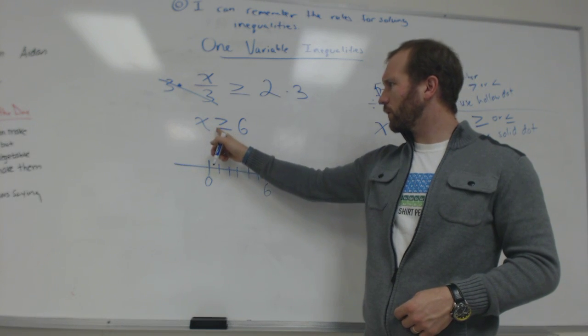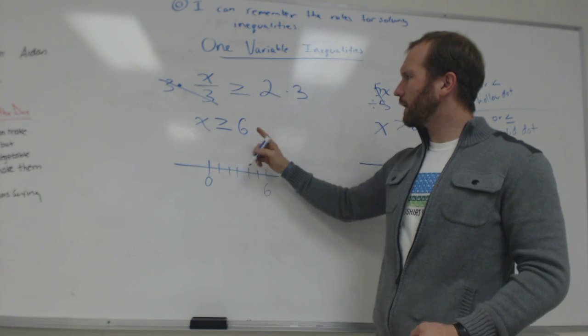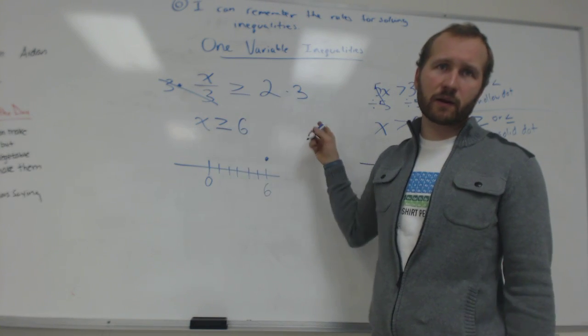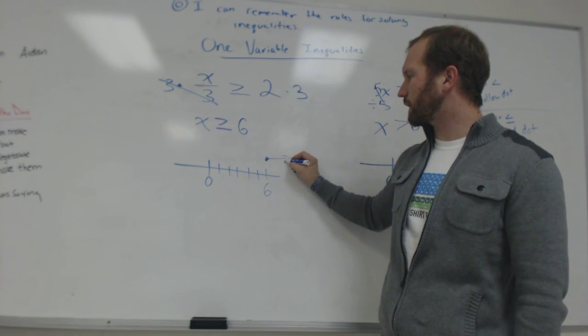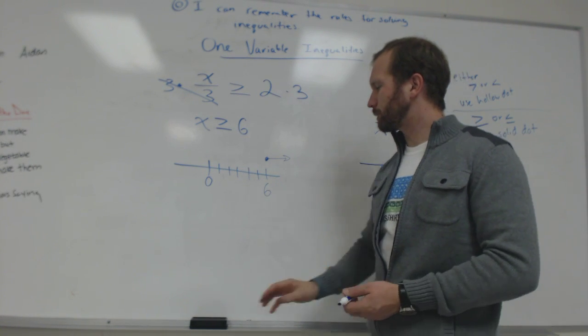X is greater than or equal to 6. Solid dot. Then my arrow is going to be everything bigger than 6. So I draw an arrow going in that direction. Okay? That's it.